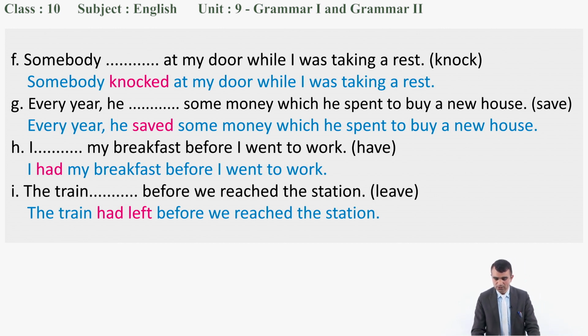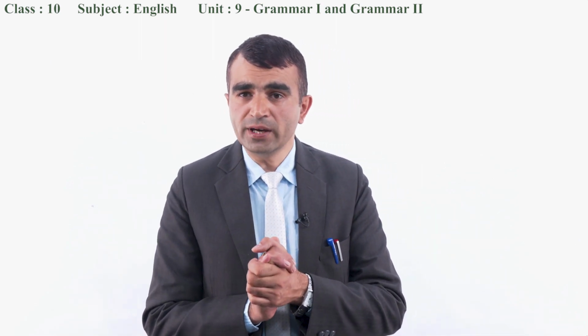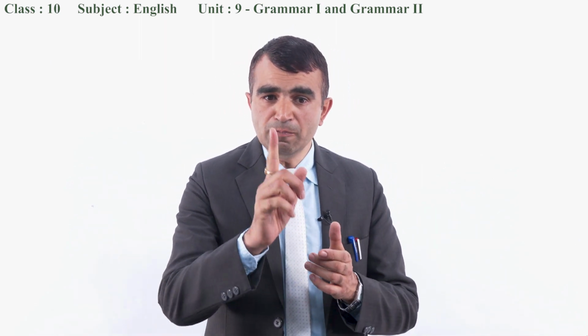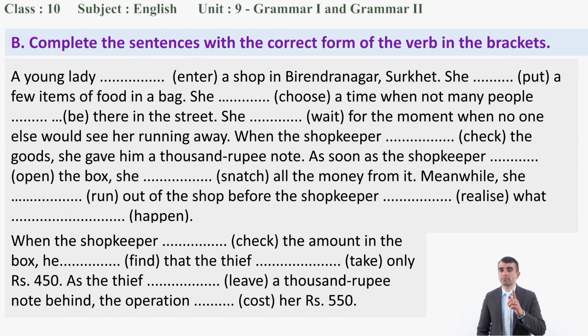Okay, this way do the others as well. Well, come to activity B, that is, complete the sentences with the correct form of the verbs in the brackets. Now you can do it easily. It's narrating a past event, writing about a past activity using either simple past, past continuous or past perfect tense. Well, let's start. Tell me immediately as I read. A young lady entered a shop in Birendranagar, Surkhet. What is it? Entered.